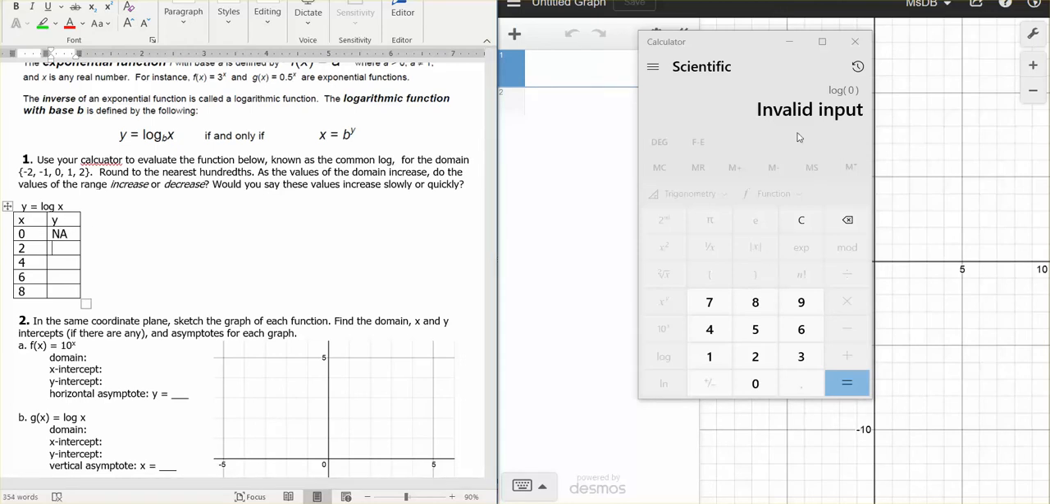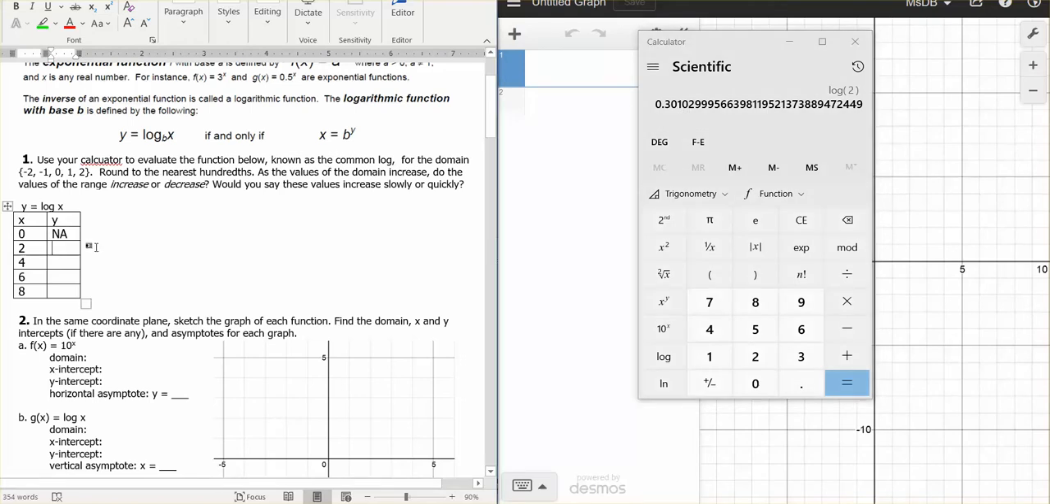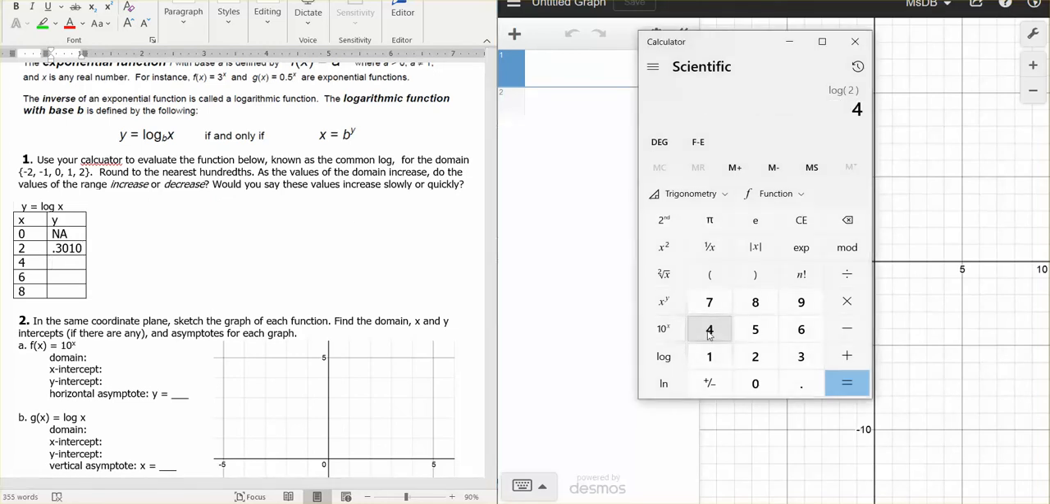All right, let's do another one. Let's do 2 and find the log of 2. The log of 2 is 0.301. We'll go out to 4 decimal places: 0.3010. Then you'll do the same thing for the rest of the table. You'll type in 4, then click log. Now, you might have a handheld calculator where you type the log first and then the number. No problem. In fact, Desmos has a scientific calculator, which I believe works that way. You'll have to figure out for your calculator how to get the same numbers that I'm getting here.